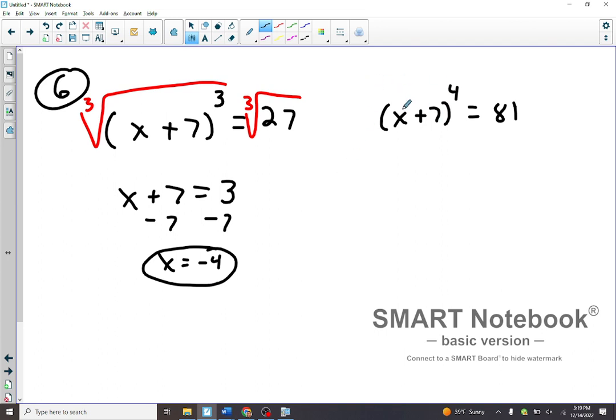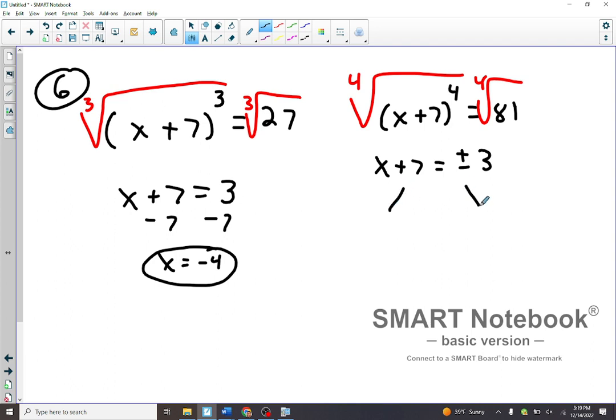Okay. Here, though, this is a fourth root. Fourth root, this is an even root. What did we just say about even roots? Plus minus. So x plus 7 equals plus minus 3. Why would you do that? Think about why a fourth root is both positive and negative. The same reason why square roots are positive and negative.